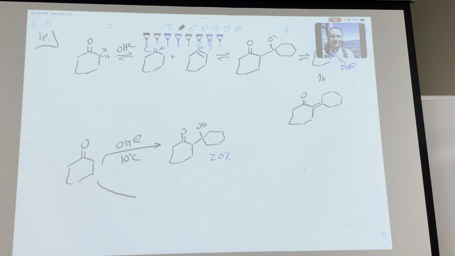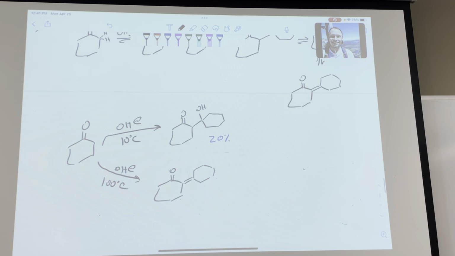Or you can heat this reaction up, but if you heat it up, it causes the elimination to occur. But it gives you much better yield. So you can get one or the other. You can either have a bad yield of the beta hydroxy, or you can get a good yield of the alpha beta unsaturated. You can't do both under most circumstances.